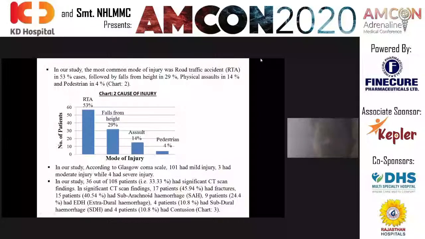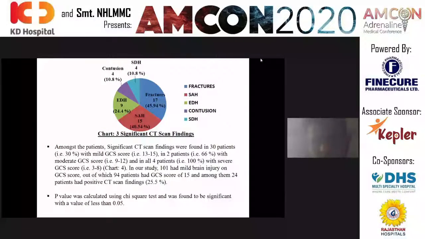In our study, 33% had significant CT scan finding. In significant CT scan finding, 17 patients had fracture, 15 patients had SAH, 9 patients had EDH, 4 patients had SDH. Next. This is the chart form of significant CT scan finding, in which we can see the fracture is the most common found, that is in 46%.